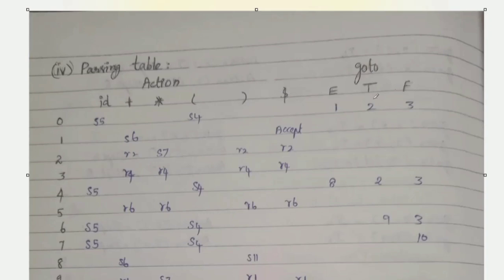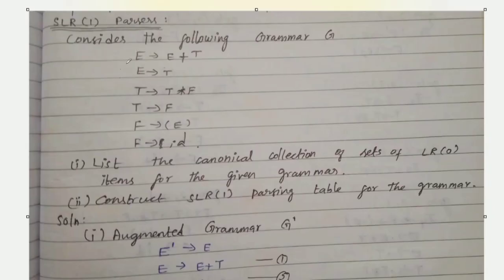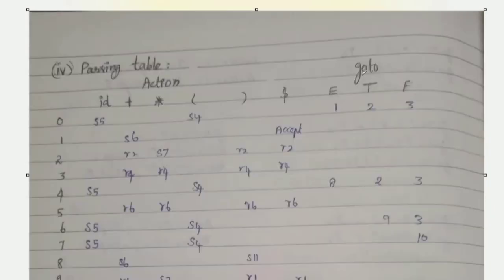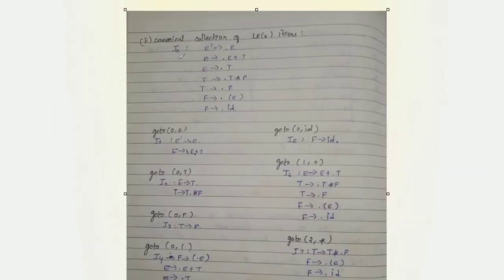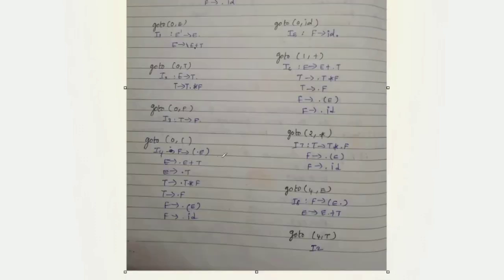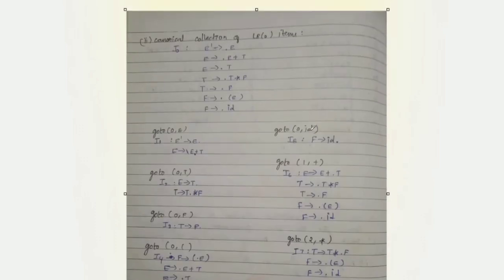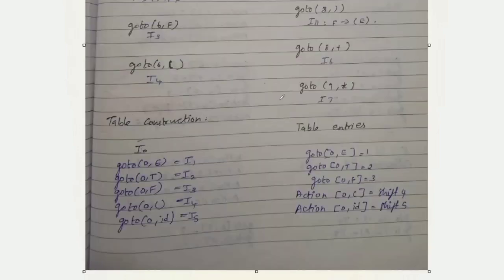In the go to part, we consider only non-terminal symbols. So the non-terminal symbols are E, T, F. In the go to part, write non-terminal symbols E, T, F. In item number 0, we have transition go to 0, comma E, item number 1; 0, comma T, item number 2; 0, comma F, item number 3; 0, open bracket, item number 4; transition go to 0, comma ID, item number 5. In the table construction, on the left hand side is the item set, on the right hand side the table entries.